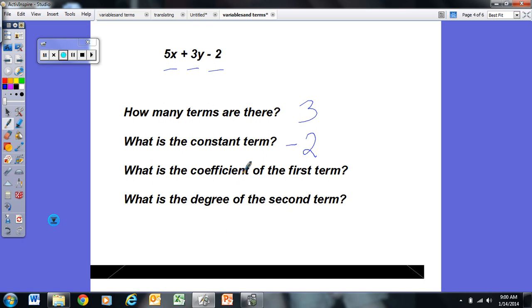The coefficient of the first term is 5. That's the number in front of the x. The degree of the second term. So here's the second term. Degree is the value of the exponent, and it's said in your notes, if the exponent isn't written there, it's assumed to be a 1. So the degree of the second term is 1.